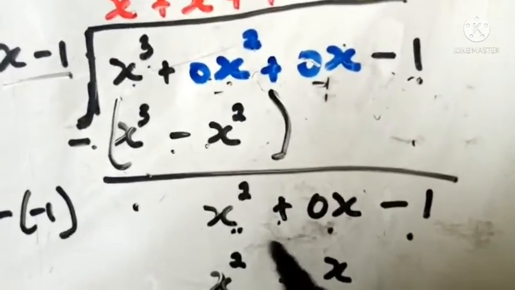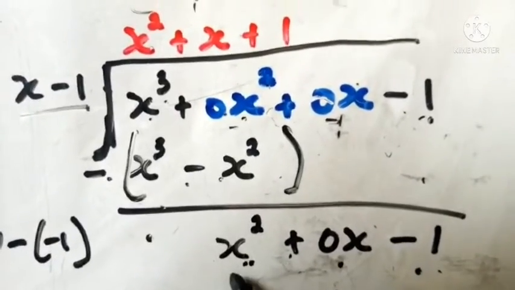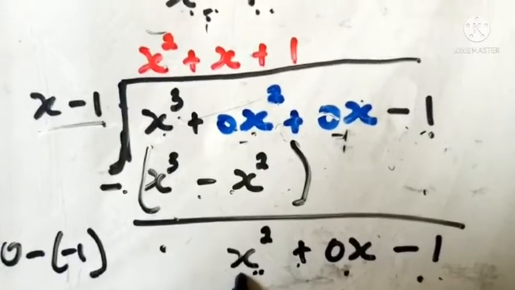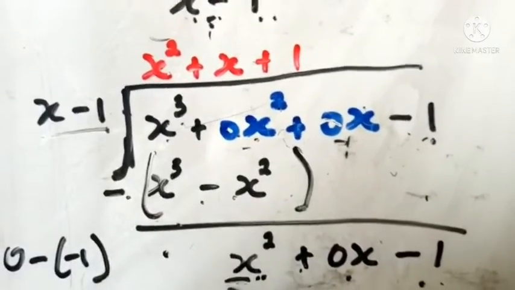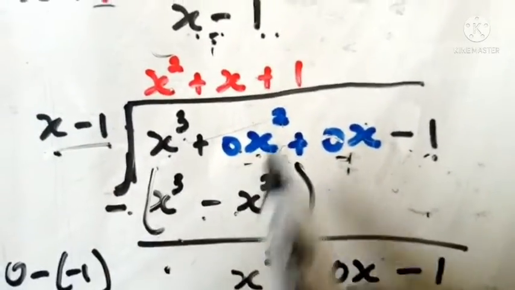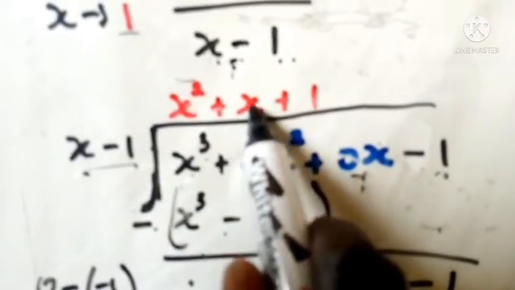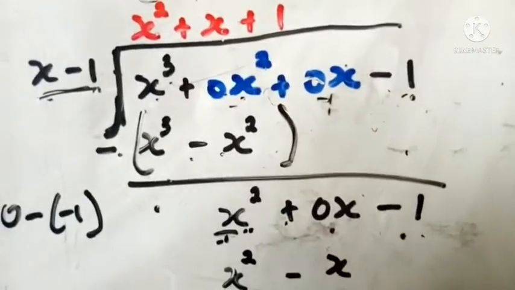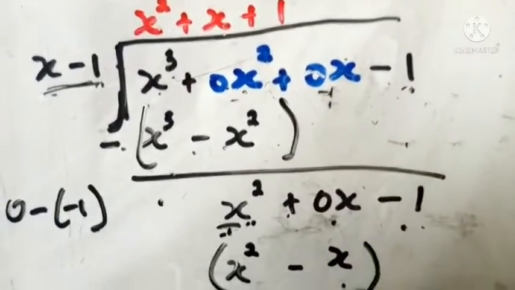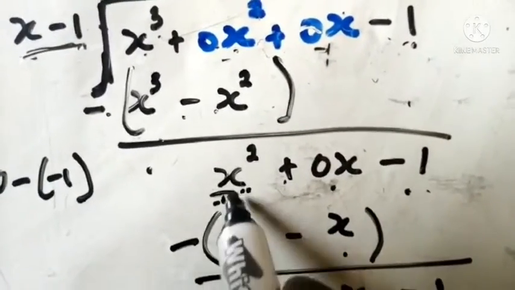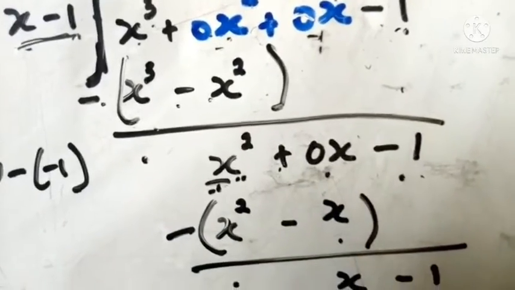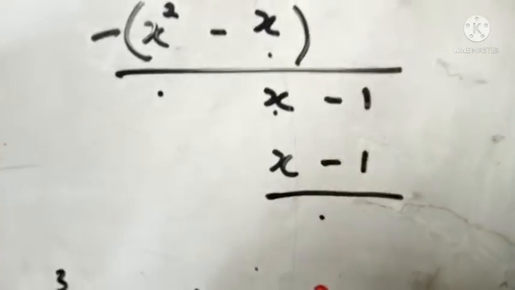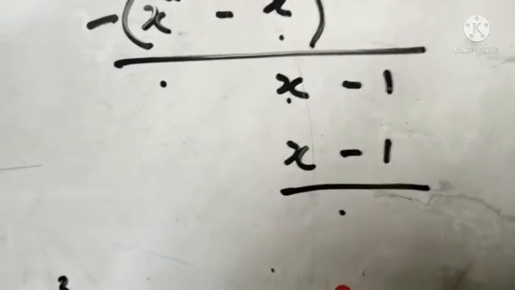Now if you go to this point, we do the same procedure. This x will go into the first term how many times? That's just x, right? Here's x squared and here's x, so it goes in x times. You use the x to multiply everything here, and multiply to get this answer. Once you get this answer, you subtract. So this minus that should be 0, that minus that should be x, and then you arrive at x minus 1, and x minus 1 gives me 0.